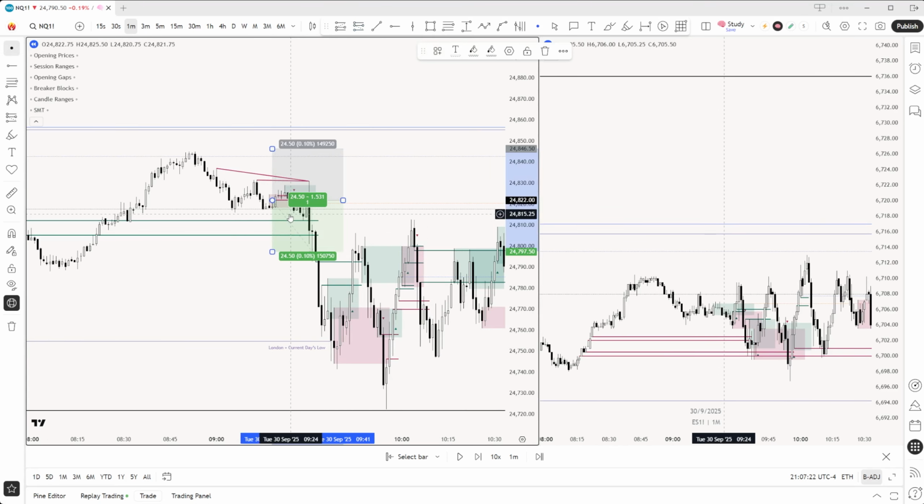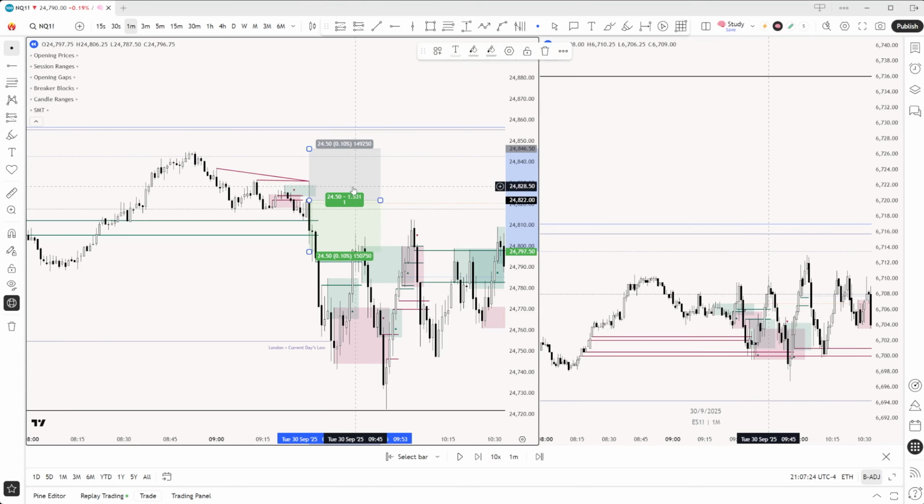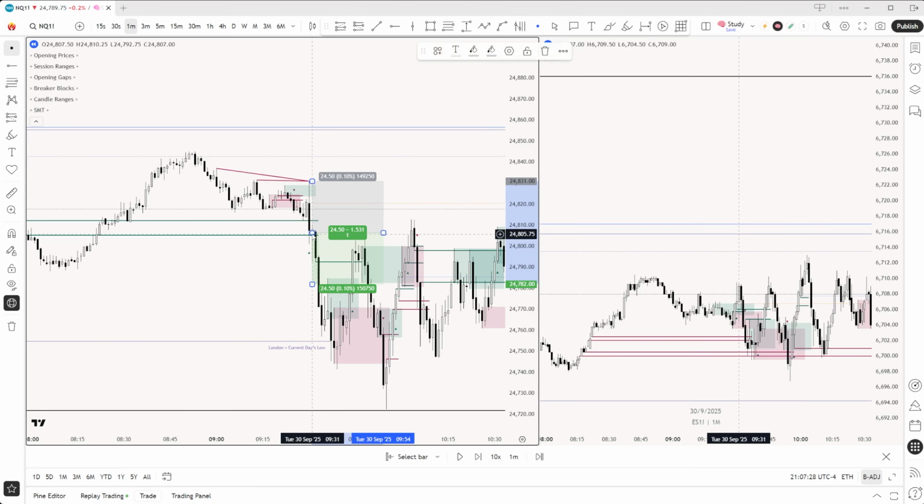Now, a lot of people might have looked at taking this short. I never enter right at 9:30. But this next opportunity, just taking the entry at 9:30, which is within this inversion fair value gap, could have been an opportunity. Personally, this is not a trade I'm looking to take.